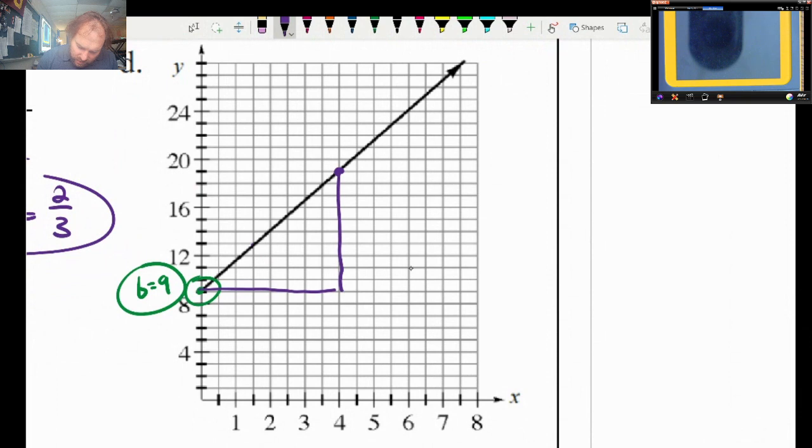From 9 to 19, up 10. And I think that pattern replicates itself. If I go over 4 again to the 8 spot and go up 1, 2, 3, 4, 5, 6, 7, 8, 9, 10. Yeah, it'll be right there. So I believe that is the slope. I think that's the nearest lattice point I can find.